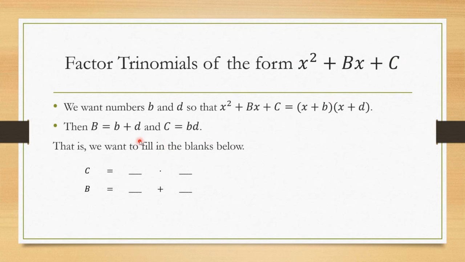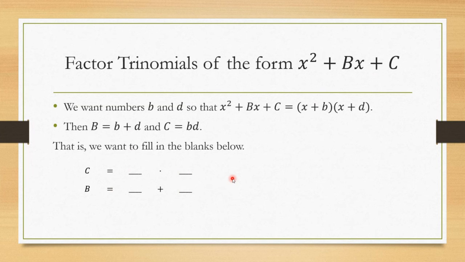finding two numbers, I called them little b and little d, whose sum is capital B, and whose product is C. In other words, you want to fill in the blank, so to say. You want two numbers whose product is C and whose sum is B. Once you get it, you're going to write out the factorization this way. I'm calling those numbers little b and little d. So again, you want two numbers whose product is C and the sum is B.